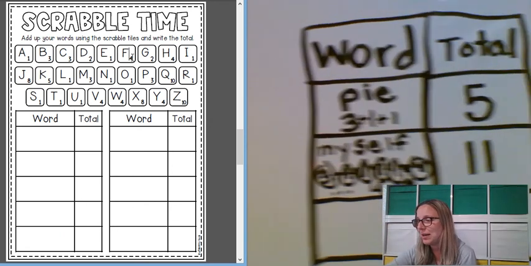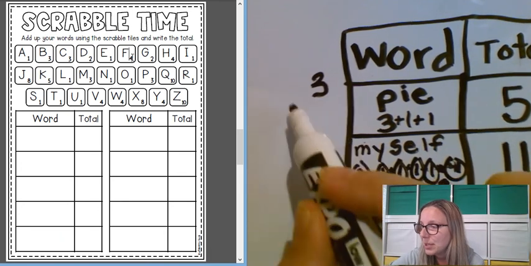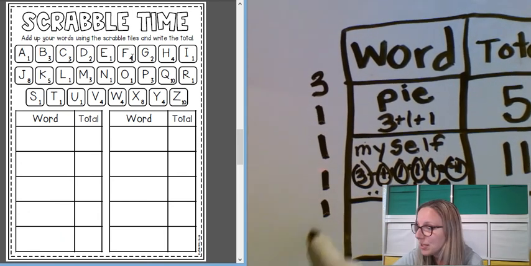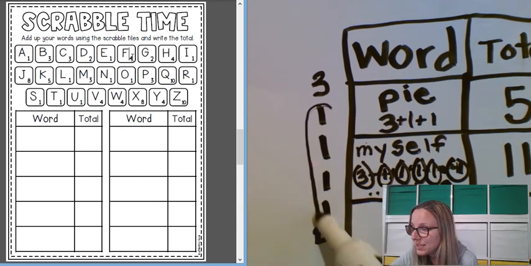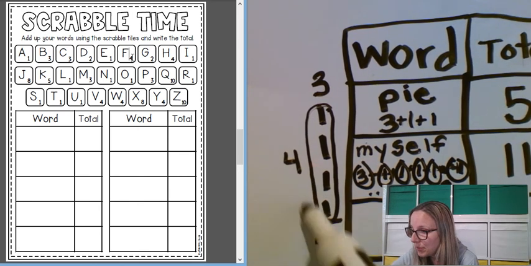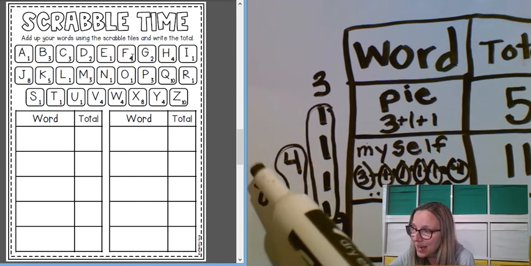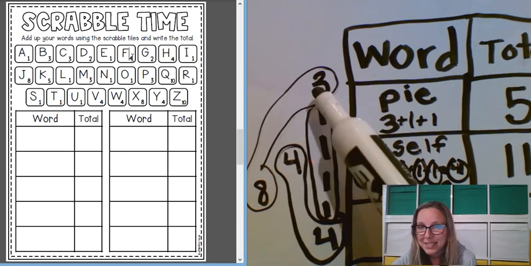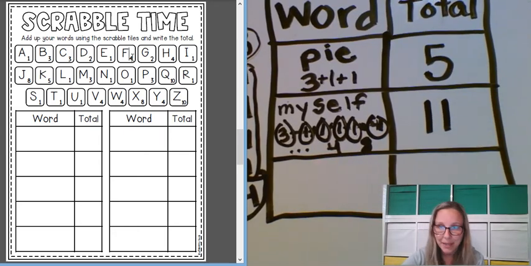And just to show you how I did that addition, I had 3 plus 1 plus 1 plus 1 plus 1 plus 4. So the first thing I did was I added all of these ones together, which gave me 4. Then I added both of the 4s together, which gave me 8. And then I added the 8 and the 3 together, which gave me 8, 9, 10, 11. And that's how I came up with 11 for myself.